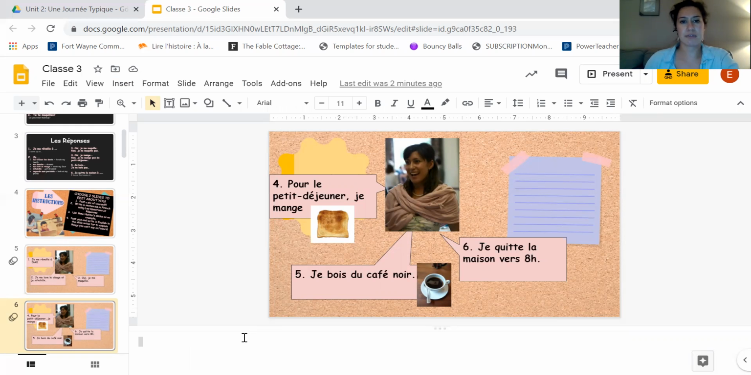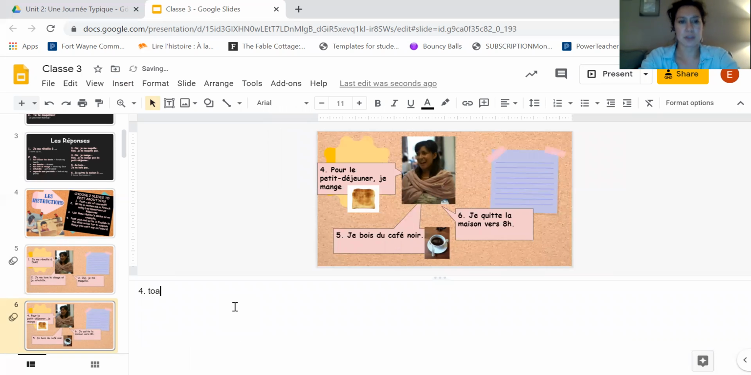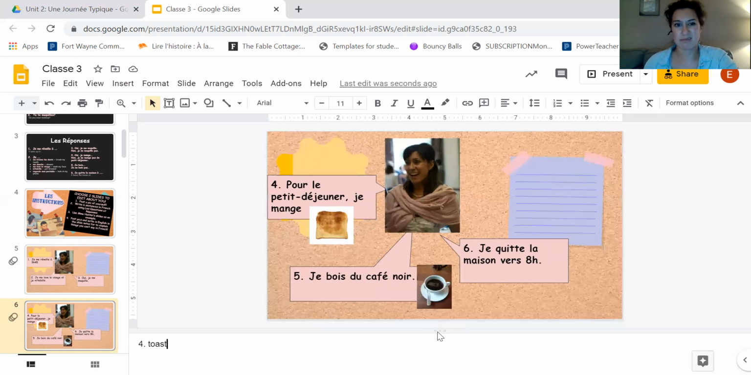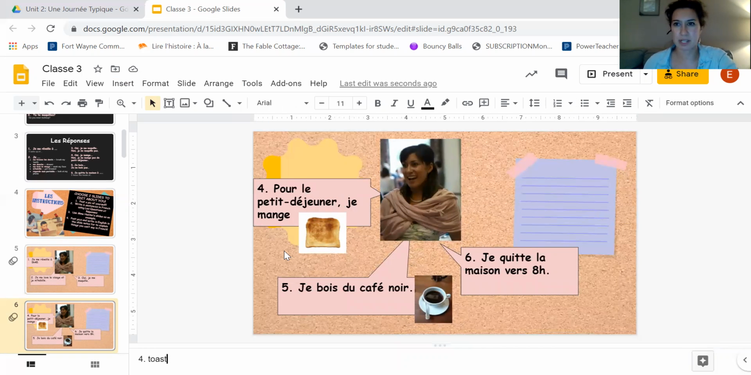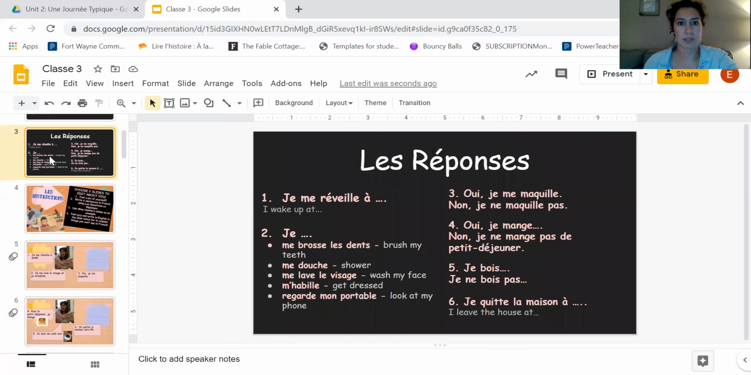Okay, and if for example it's unclear, then put in your slide notes the number that corresponds to that, and then put toast or I eat toast, whatever. That way I can look at it and I'll know. But most of the time the pictures are pretty clear, so that's fine. So that's it. You're just working on 2 slides, those 6 sentences, which are right here.